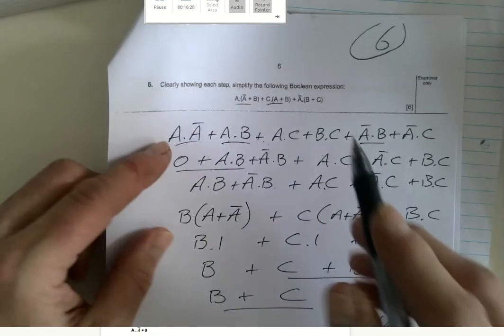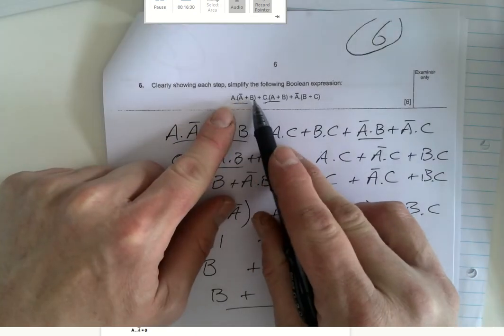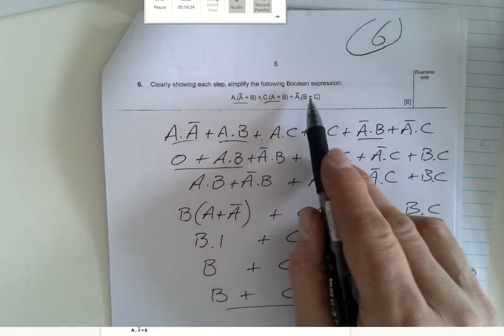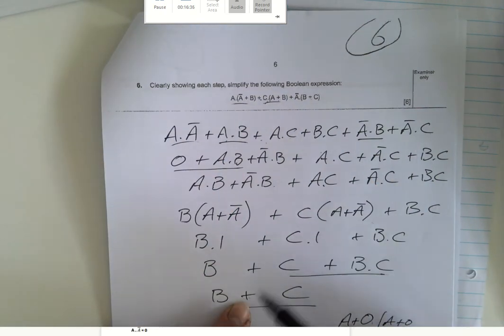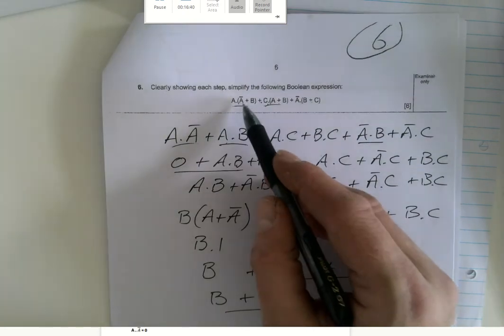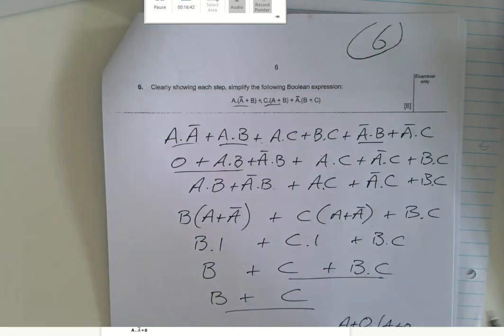Look at the power there now, look. 1, 2, 3, 4, 5, 6, 7, 8, 9, 10 logic gates reduced down to 1, and we've also got A out of there. If you did a truth table for that and a truth table for that, you'd find you get the same result.